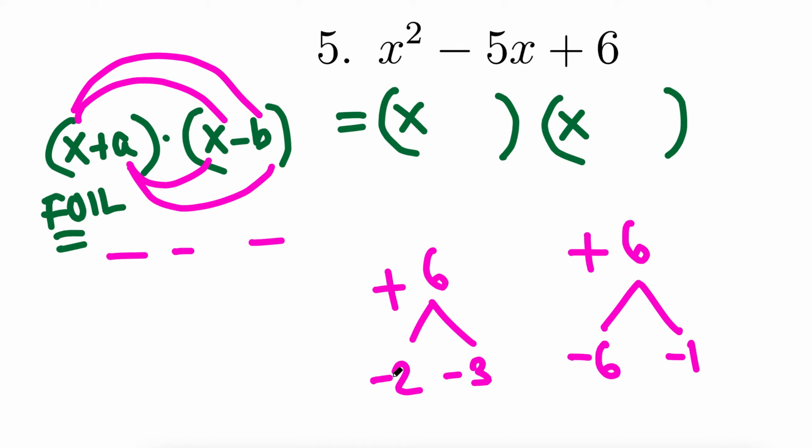So negative 2, it does not matter where you put, because both are x. So negative 2, negative 3. So if we FOIL, if we multiply these 2 binomials, we get this back.